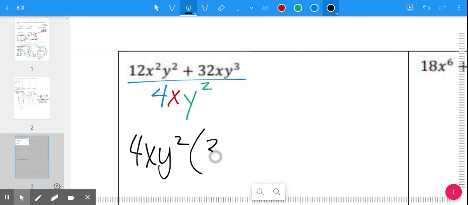12 divided by 4 is 3. X squared divided by x is x. Y squared divided by y squared is 1, so we don't have to write it. Then we have 32 divided by 4 is 8. X divided by x is 1, so we don't have to write it. And y cubed divided by y squared is y.